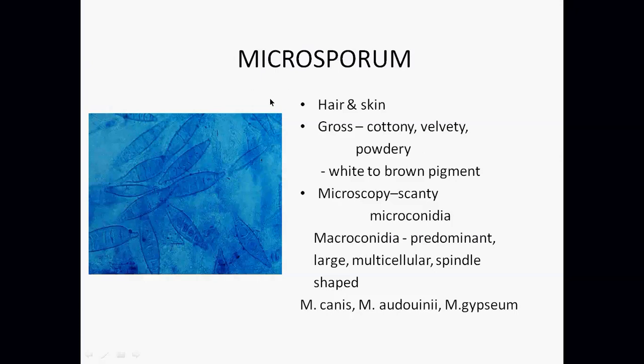Now this is another example of Microsporum, which is infecting hair and skin. In the gross picture, usually a cottony, velvety, powdery colony is seen, and white to brown pigment can be seen. While in microscopy in LPCB mount, specific typical macroconidia are seen, which are large, predominant, multicellular, spindle-shaped macroconidia. I am showing you this for a specific reason: this is a very specific structure which is seen in Microsporum, and this will directly lead you to identification as Microsporum.